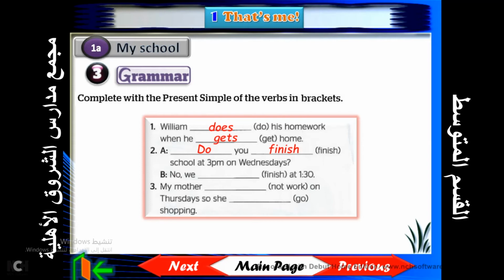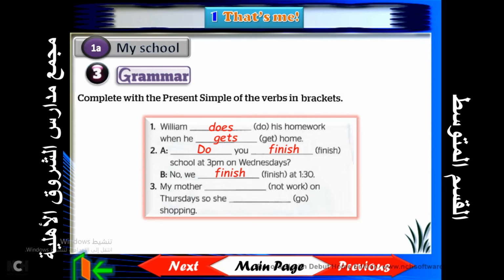Number B, no, we. Okay. Here we have a negative statement. No, we finish at 1:30. No, we finish at 1:30.